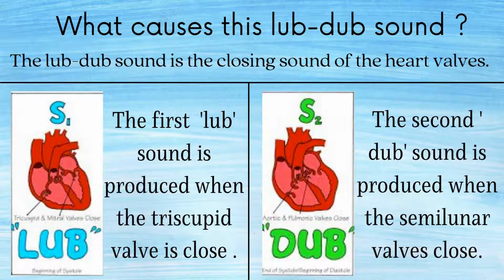The first lub sound is produced when the tricuspid valve is closed. So here is the tricuspid valve. When this closes, it produces the lub sound. Next, the second dub sound is produced when the semilunar valve is closed. So here is the semilunar valve. When this closes, it produces the dub sound.